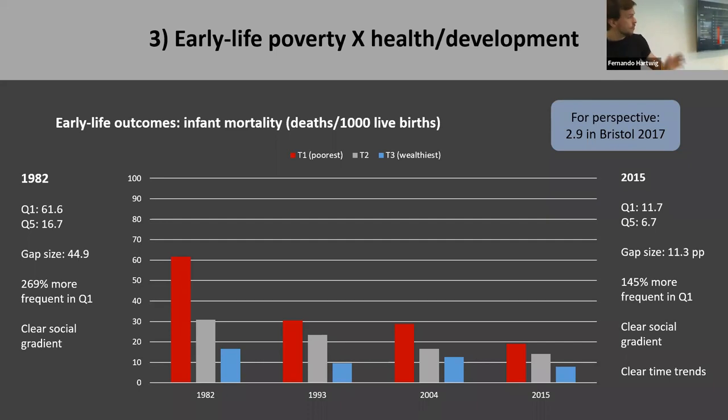But we saw some slides earlier that in Bristol, overall, it's 2.9. And in Pelotas in 2015, only looking at the wealthiest subgroup is 6.7. So there's still a lot of room for improvement, right? So again, clear social gradients, improvement over time, but a lot of room for further improvement.